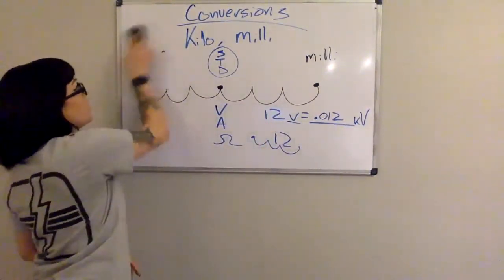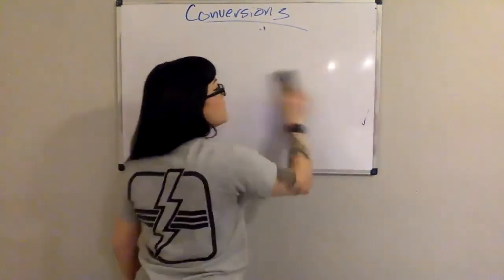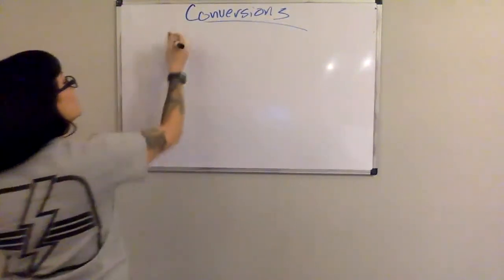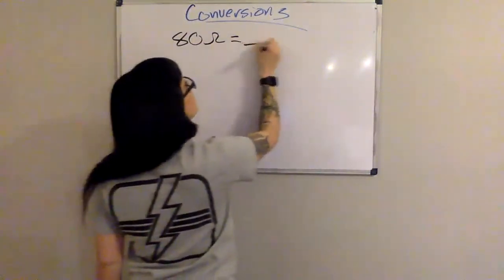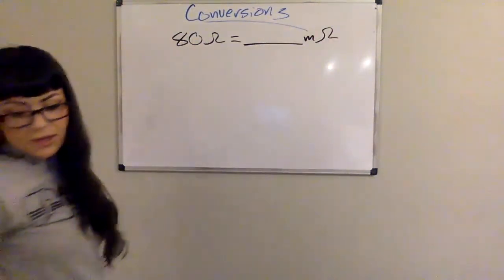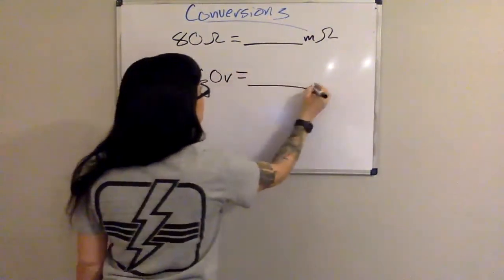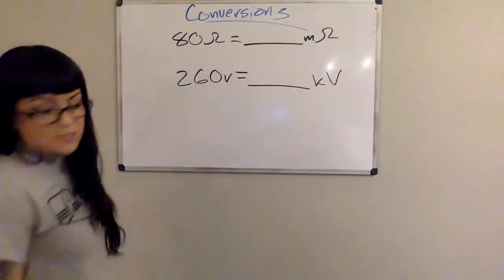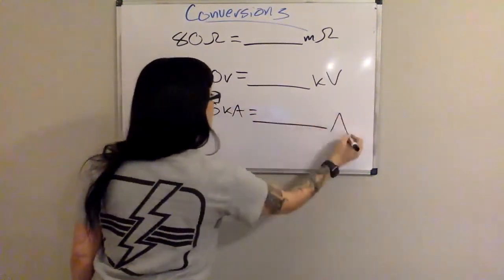I'm going to throw a few up on here, and I'm going to have you guys just sort of, now that you know the chart, Kelly stayed mad, I'm going to throw up a few numbers. Let's say, how many milliohms is 80 ohms? We'll go with 260 volts into kilovolts. And then let's do one more. Ooh, this one would be crazy. 2.5 kiloamps to how many amps?